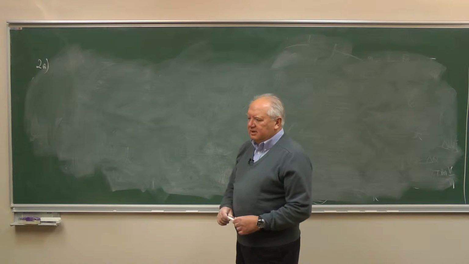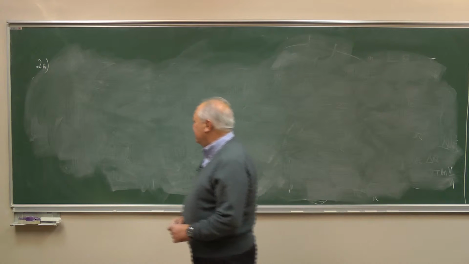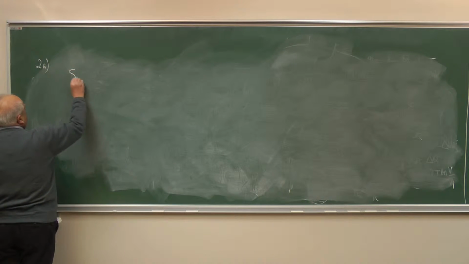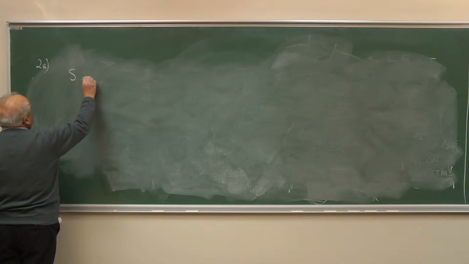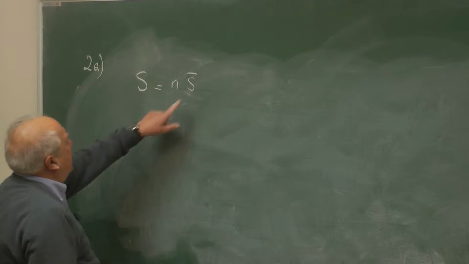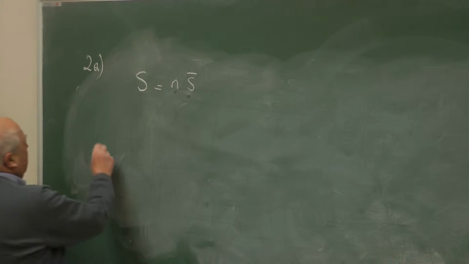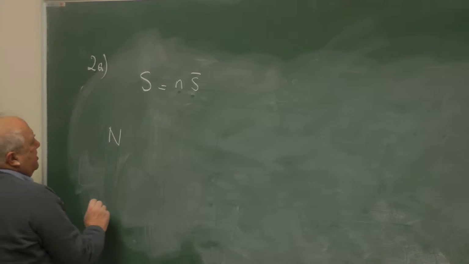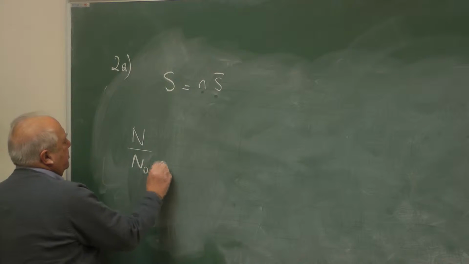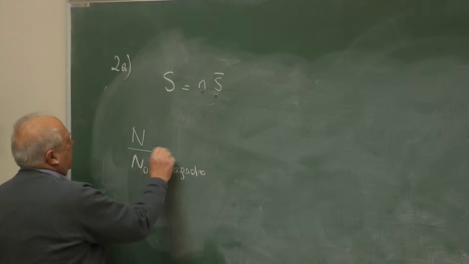We will now discuss the molar entropies of the ideal gas. Entropy is an extensive quantity, S, let's say n S bar. S bar is the molar entropy, n is the number of moles. By the way, if you have n gas particles, we divide by n0, Avogadro's number, and this is n.